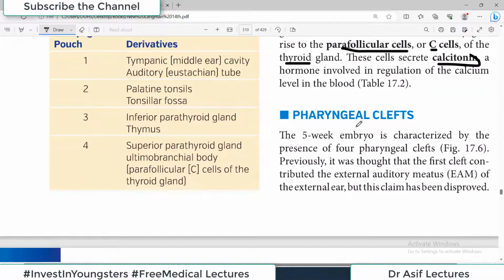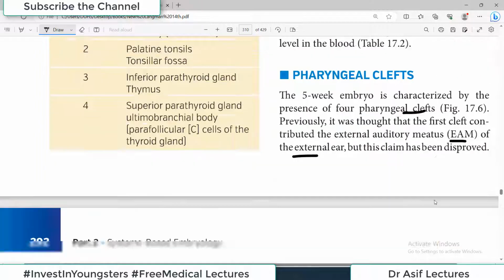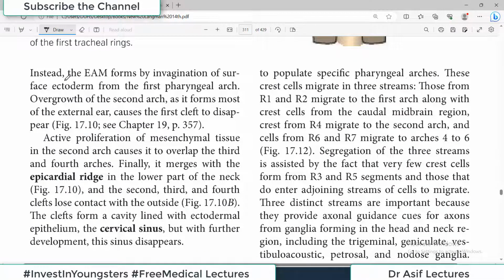Right, now we are left with pharyngeal clefts. The 5-week old embryo is characterized by presence of 4 pharyngeal clefts. So you see 4 pharyngeal pouches, 4 pharyngeal clefts. Previously it was thought that the first cleft contributed the external auditory meatus of the external ear, but this claim has been disproved. Instead, the external auditory meatus forms by invagination of surface ectoderm from the first pharyngeal arch. So that's kind of a little too much detail. अक्सर स्टूडेंट इसे घबराते हैं, याद नहीं करते, but that's fine.